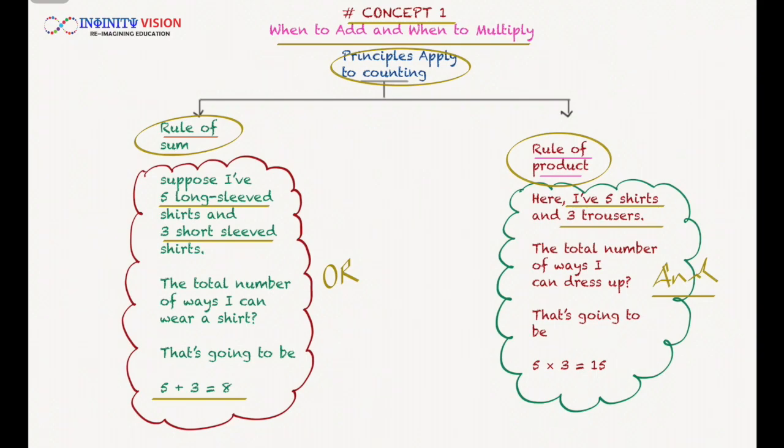Let's say you have 5 shirts, 5 different colors. Every color has 3 trousers. It can be worn with 3 trousers. So all the 5 shirts have 3 choices. The answer is going to be 5 into 3, 15.